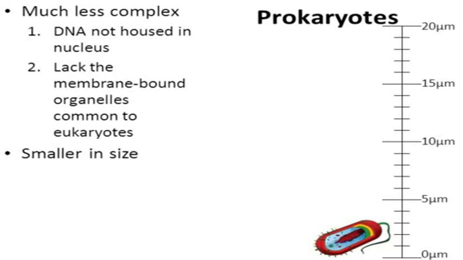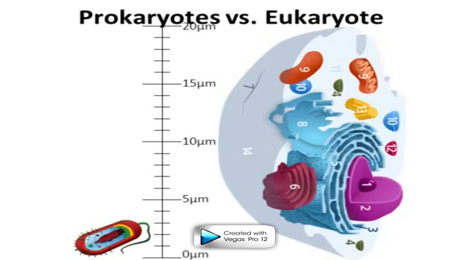And they're much, much smaller in size. If you remember that previous picture of the eukaryotic cell that was about 20 micrometers in size, this one is only about 3. And so when we put the cells side by side with our scale here, it really is striking just to see how much larger eukaryotic cells are versus prokaryotes.